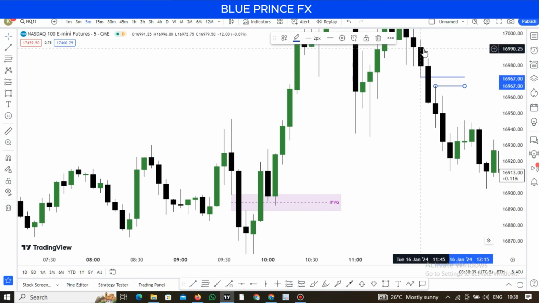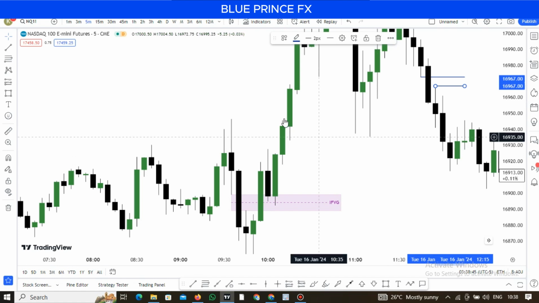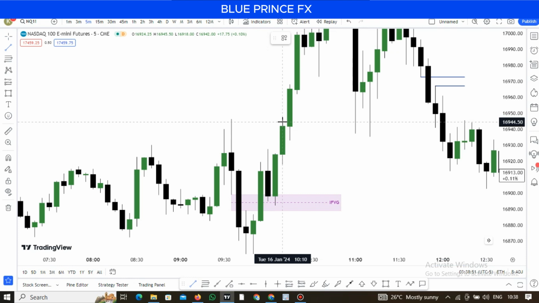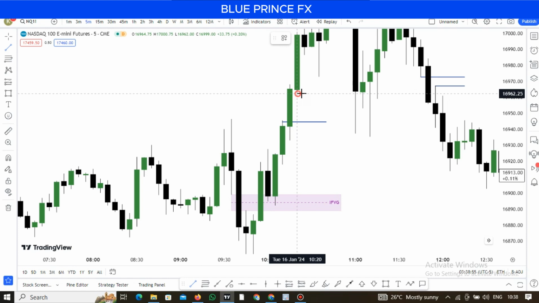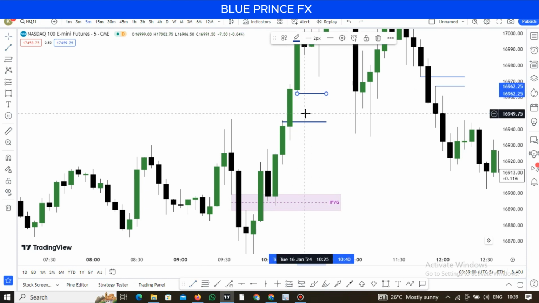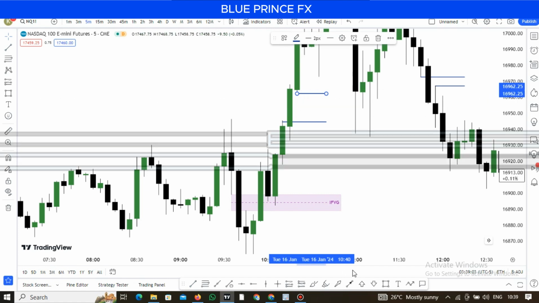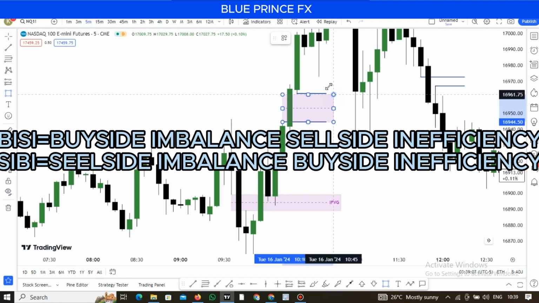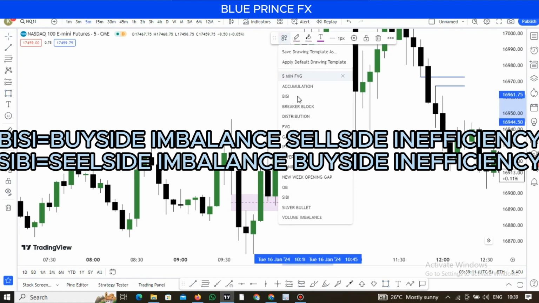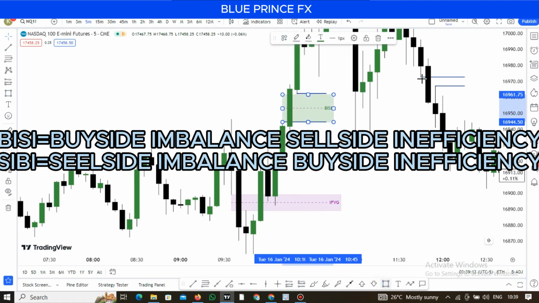In terms of a bullish fair value gap, we have the first candle's high, this high that does not overlap with the third candle's low. So we have the first candle's high here and the third candle's low here. The space in between them is what is known as a fair value gap. So in terms of fair value gaps, we have two different types. We have a BC, and we have a CB.